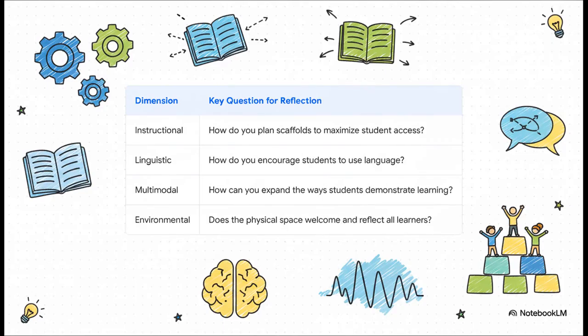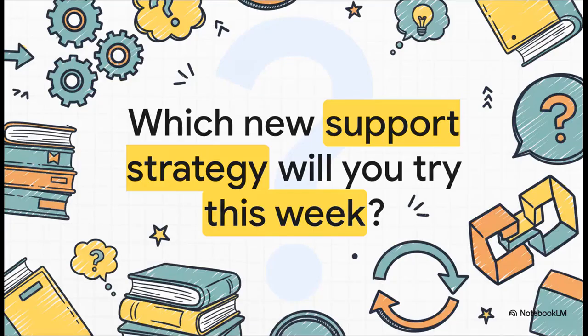And to help you pick your one step, here are some really great questions to get you thinking. Just look at these dimensions for a second. Which one kind of jumps out at you? For example, under multimodal, what if you offered a video option instead of just an essay? Or for environmental, what about adding some labels in students' home languages around the classroom? See? Small things.